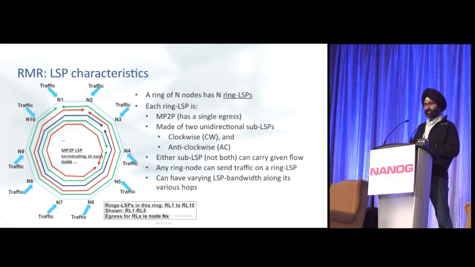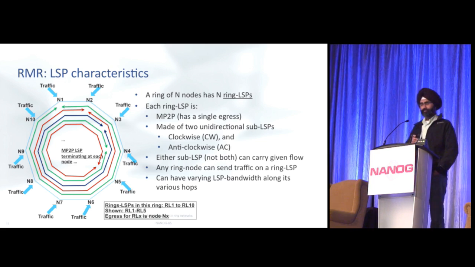So in summary again, each ring LSP is multi-point to point. It's made up of 2 sub-LSPs, one going in the anti-clockwise direction, the other going in the clockwise direction. And any node can put traffic on a sub-LSP of a given ring LSP, and it may, in fact, use both the sub-LSPs of the ring LSP, but the key thing is that since you don't want to cause reordering, traffic for a given flow must always take the same sub-LSP. When I say always, I mean prior to a failure.